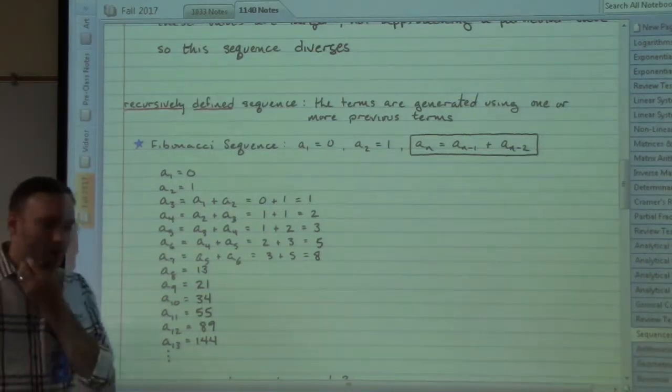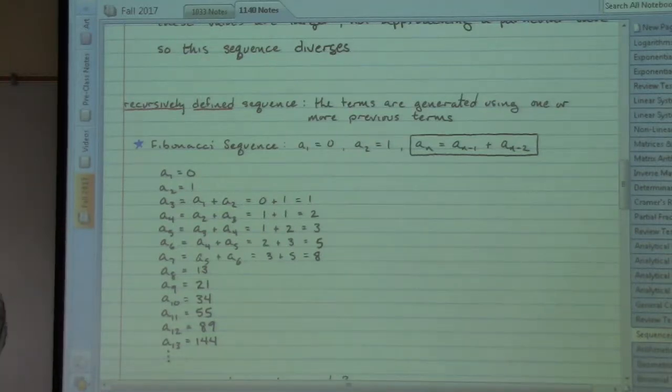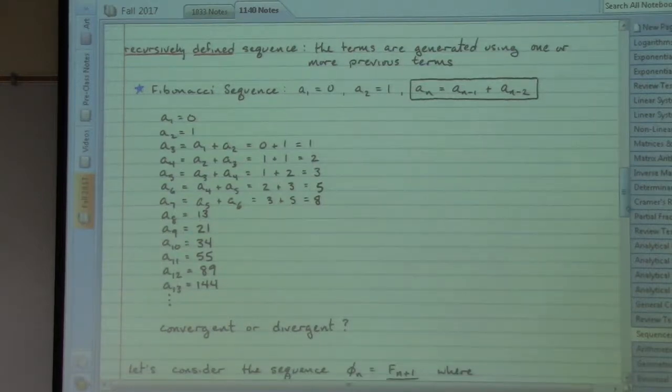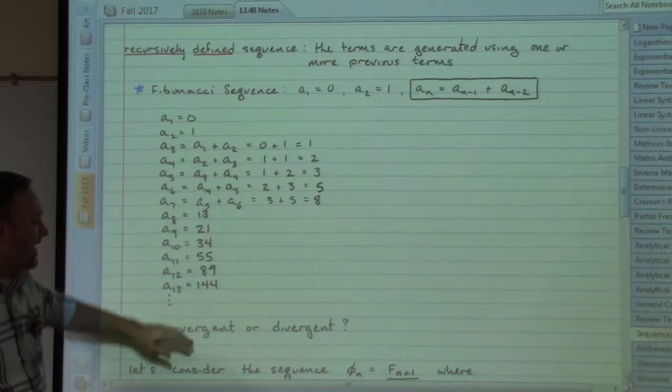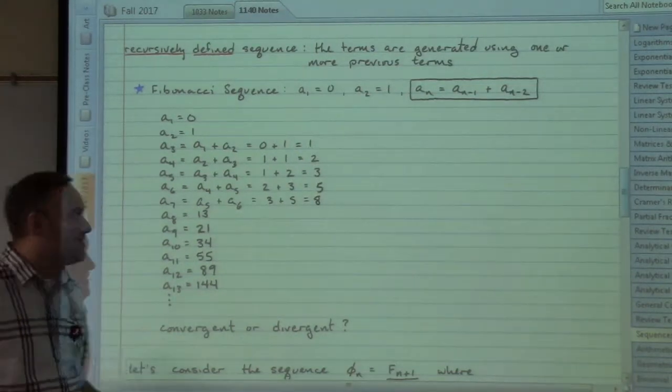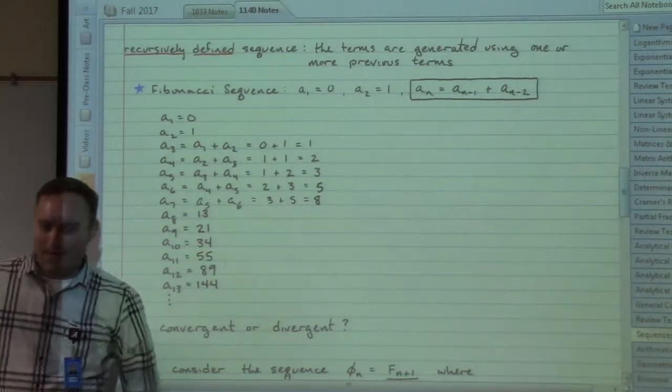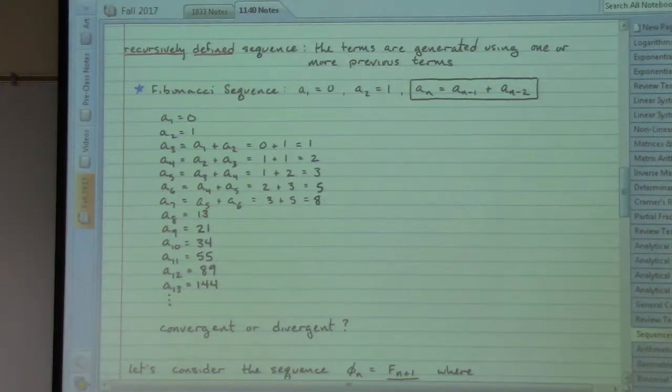Now, one of the reasons why I've built up so many of these is because we can take these numbers and actually build another kind of recursively defined sequence. And again, there's a method to this madness here. Bear with me. What we've got so far, coming back to that idea of convergent or divergent, these numbers are getting bigger and bigger and bigger. So this would be considered divergent.